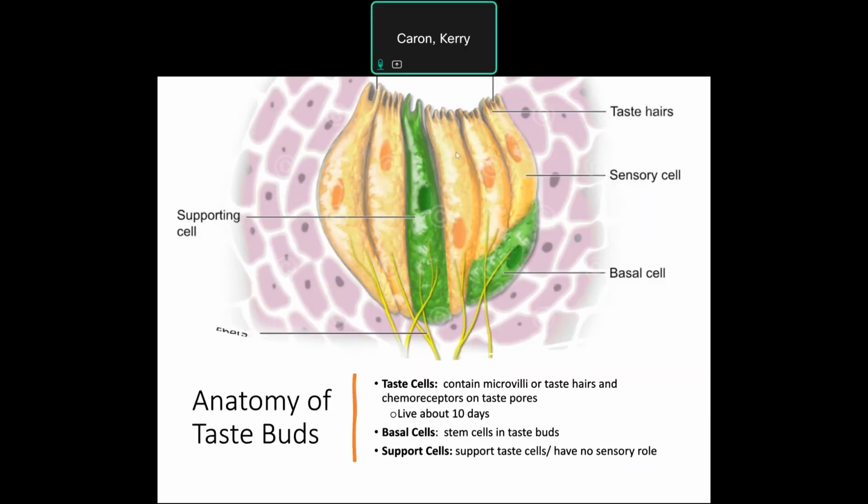The anatomy of one taste bud. So we have taste cells that have little taste hairs, microvilli, and chemoreceptors. So you have chemical receptors, and this would be your taste pore. There's a basal cell, which is kind of the stem cells in the taste buds, and then support cells giving that taste bud some structure. In this case, it's called a supporting cell.